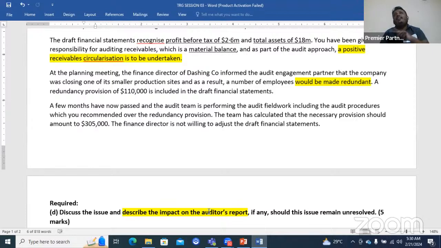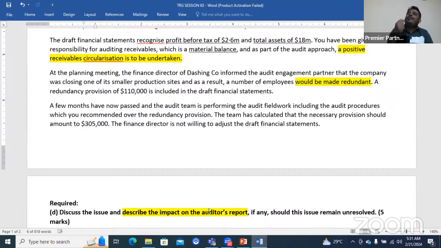Let's say there was a misstatement and the misstatement is material. Management corrects that issue. At the final stage, we request and they correct it, so there is no more misstatement. In that case, students, we should give a true and fair opinion.